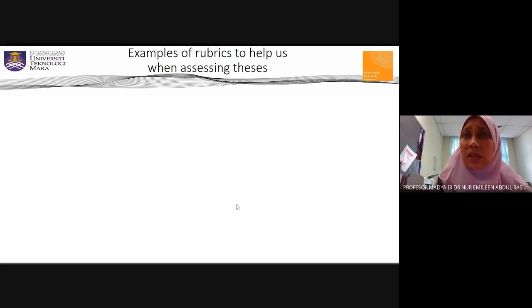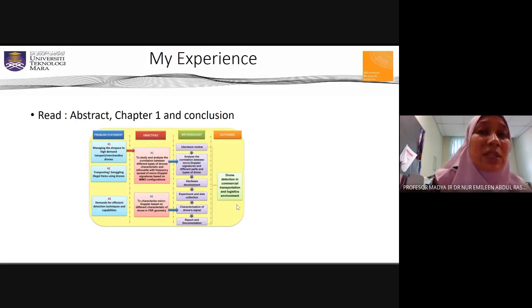So sebenarnya untuk menentukan whether it's minor or major tu, based on rubrik tu kita boleh tentukan juga, sebab dia ada markah dekat situ. Okay, experience saya bila saya baca thesis, apa yang saya buat biasanya adalah saya akan baca abstract, I will read chapter 1 and conclusion.